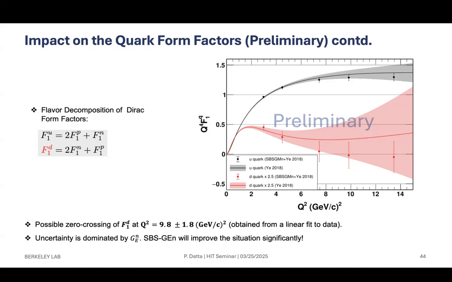But the good news is the second SBS experiment, SBS-GMn, has taken data up to 10 GeV squared, and once that is published, it will improve this situation significantly. We expect a factor of 2 improvement in the current situation. That would be a huge thing. But with our results also, we see something that can be potentially interesting.